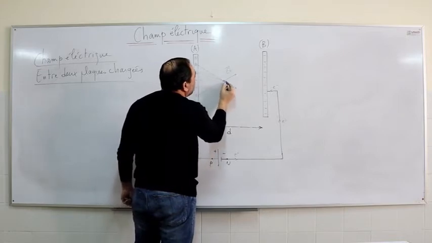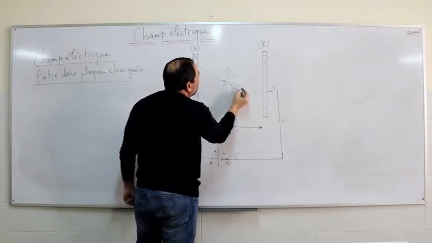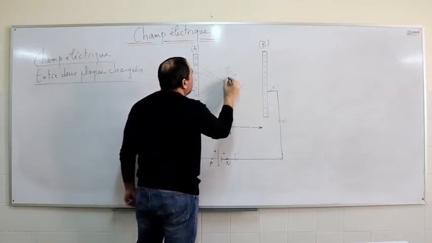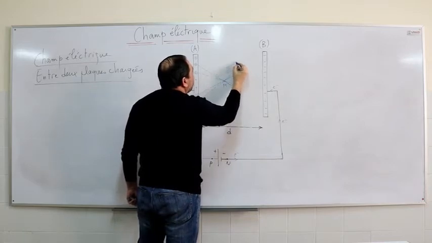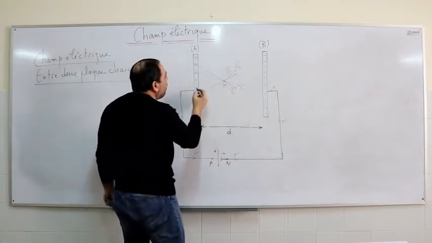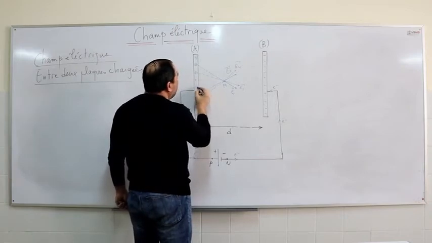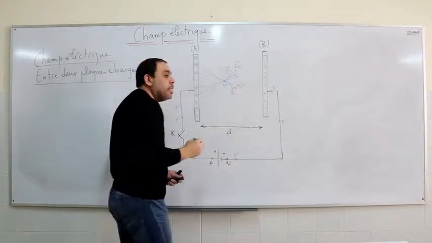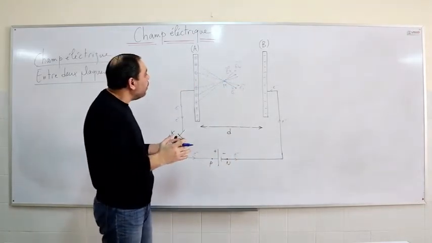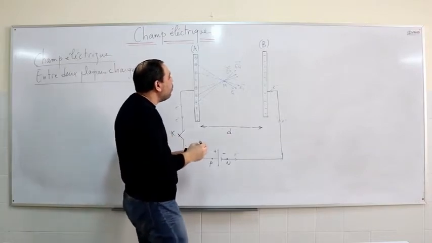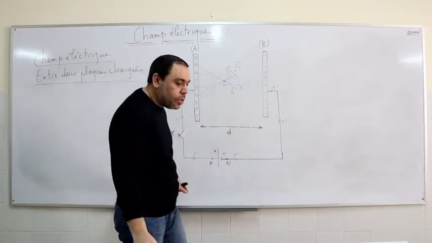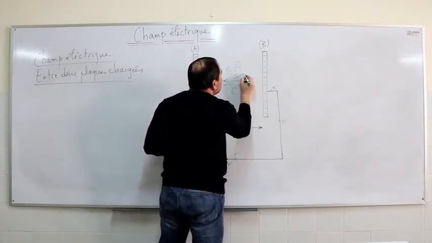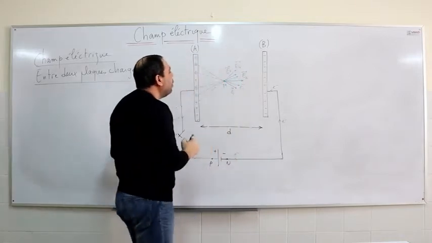This creates a field, E3. This creates a field, E4, and so on. This, for example, a field like this. If we do the vector sum of all these fields, we notice that the electric field that results from this plate is directed in this way. This is the resultant electric field created by plate A.